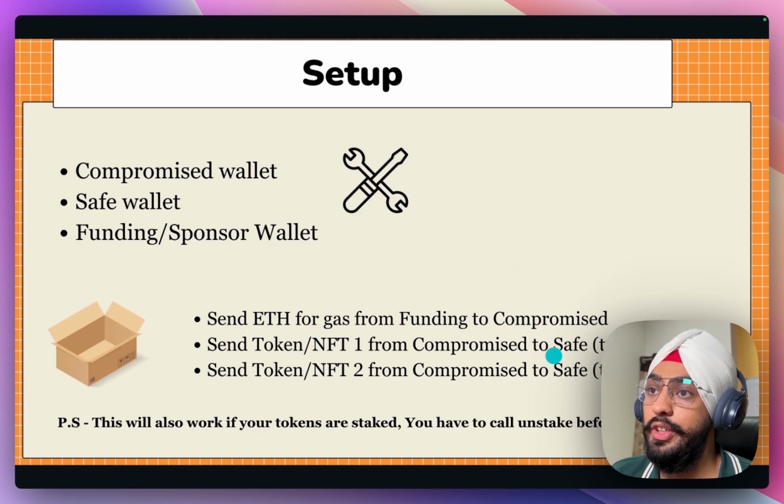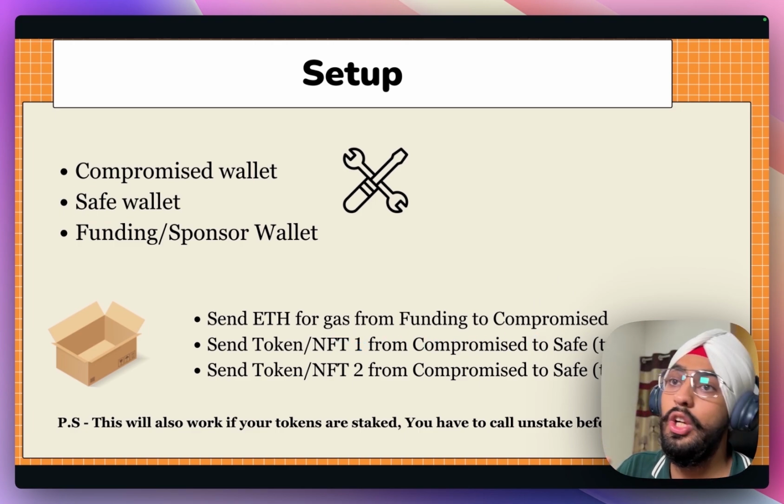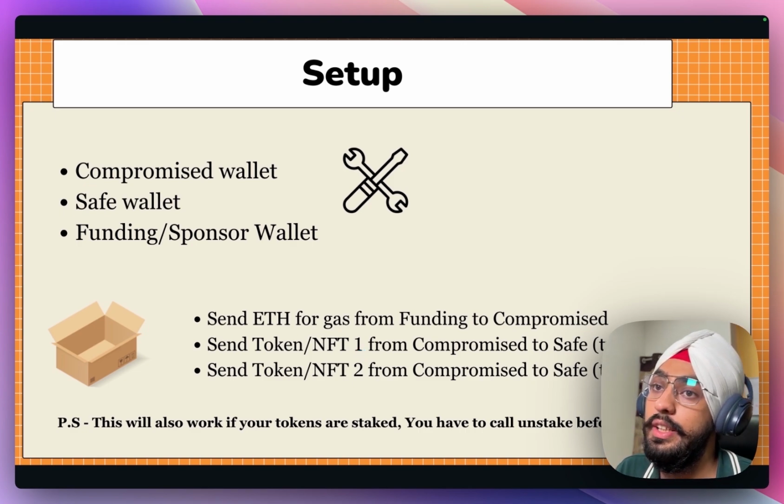So this will be the first transaction. And then the second transaction that we just talked about will be to transfer the NFT or the token from the compromised wallet to the safe wallet. And again, if there are multiple tokens or multiple NFTs, then there will be multiple transactions, and possibly more and more transactions.